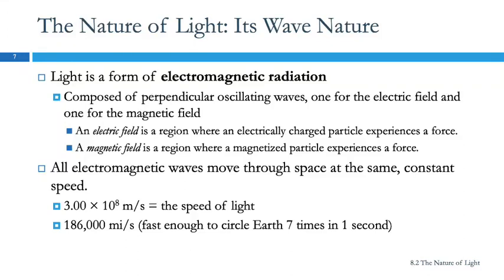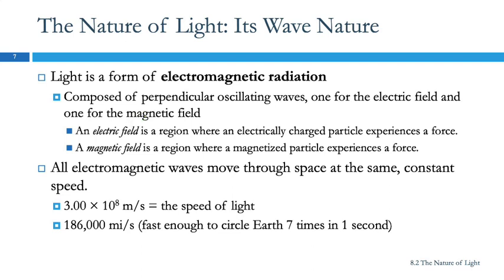Before we can get into that, we need to talk about light. So we need to learn a little bit of physics. Physics and chemistry overlap, just like all sciences overlap with each other. So light is a form of electromagnetic radiation. It's composed of perpendicular oscillating waves, one for the electric field, one for the magnetic field.